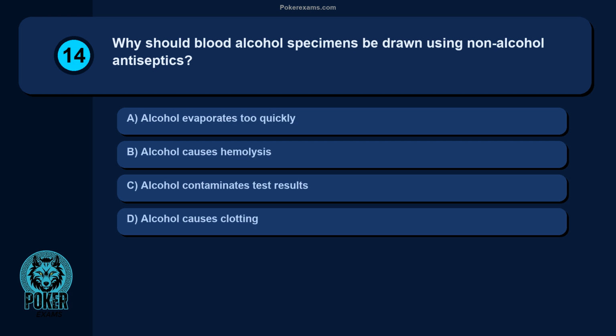Question 14. Why should blood alcohol specimens be drawn using non-alcohol antiseptics? Alcohol evaporates too quickly. Alcohol causes hemolysis. Alcohol contaminates test results. Alcohol causes clotting.